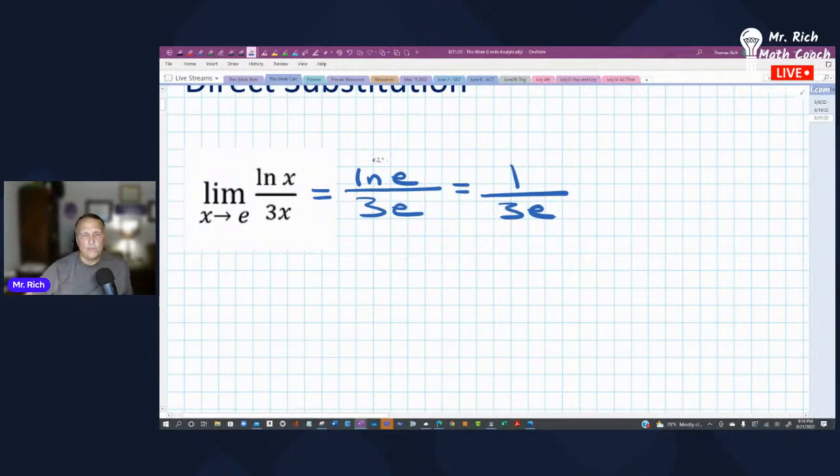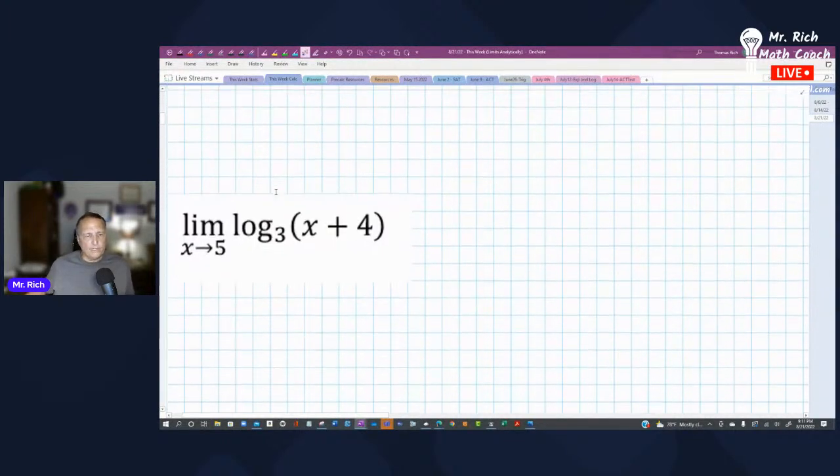Now, it's worth mentioning, why is the natural log of e 1? That's because natural log is log base e, and therefore I am taking log base e of e to the first power. One of the properties of logarithms is if you have a match between the base of your logarithm and the base of the argument, they cancel each other out, and your answer is just the exponent. All right, so that's the first one that involves direct substitution.